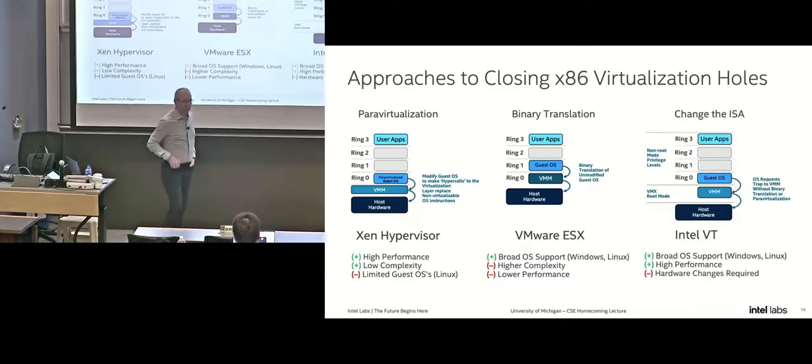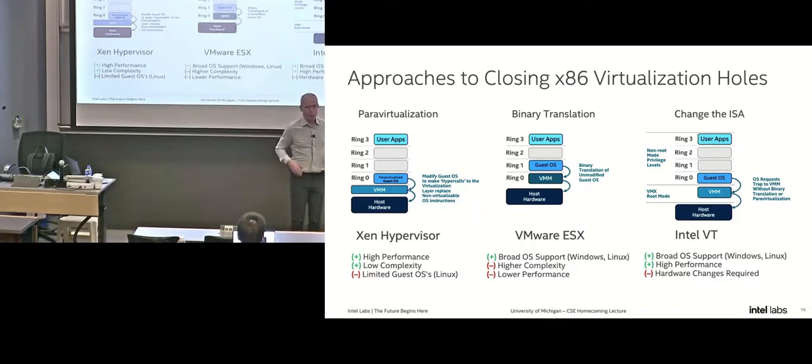So in the labs, in Intel labs at the time, we were really interested in this, and we thought, well, we're inside Intel. If the ISA is broken, we can fix it. We can just redesign it and fix all those virtualization holes. And that's essentially the journey that we embarked upon. And what we were going for was that broad OS support, legacy compatibility, being able to work with unmodified binaries, high performance. The downside was that the hardware changes would be required.